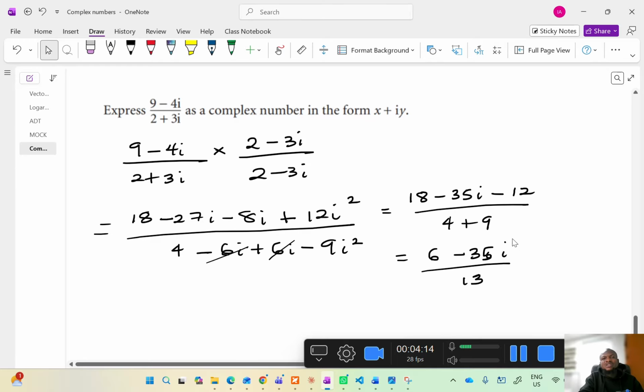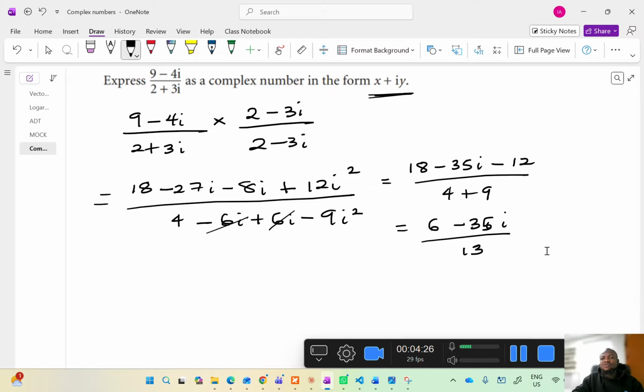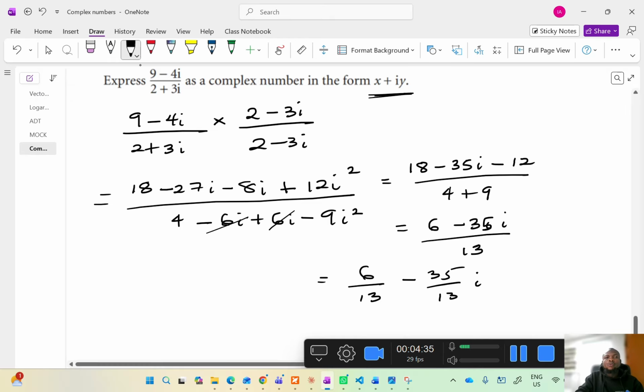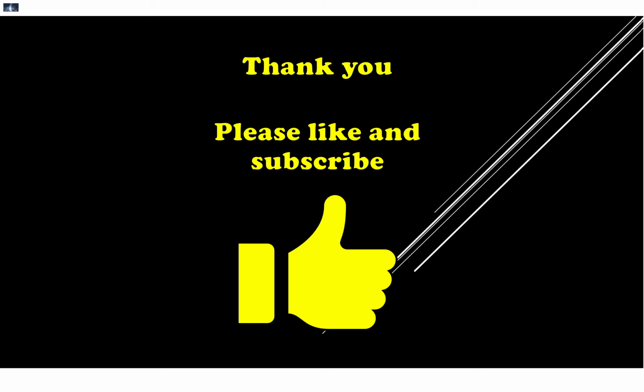You are asked to express this in the form of x plus iy. So the question is not completely solved there because it is not yet in the form of x plus iy. To write it in that form, you have to break this fraction into 2. So this becomes 6 over 13 minus 35 over 13 i, where 6 over 13 is x, and y is minus 35 over 13. I hope this is well understood. It's as easy as ABC.